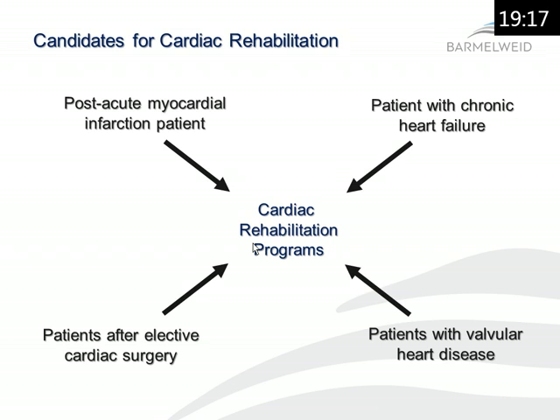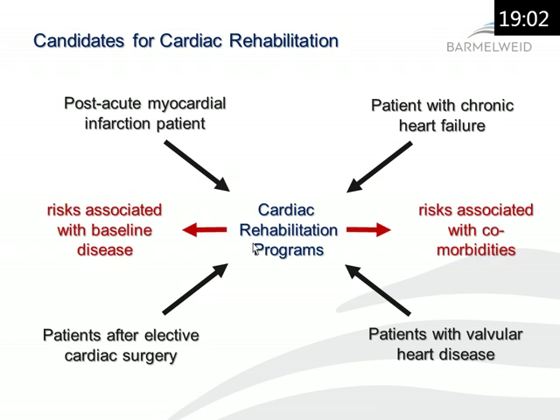And this underlines the importance that you have your picture of your patient. You know, is it a post-acute MI patient? Is it a chronic heart failure? Has he had surgery? Which are the complications? This is very important. When you know this, then you have on the one side the risk associated with the baseline disease, and then other risks associated with comorbidities. So has this patient renal failure? Has this patient COPD? What is his oxygen saturation during exercise? So this completes your picture and gives you an image of your high-risk patient.